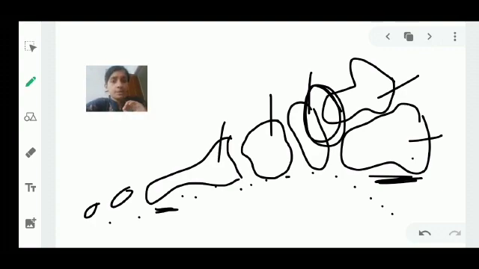A point to remember is the head of the talus is also known as the keystone of medial longitudinal arch. The head of the talus. So these are the parts of the medial longitudinal arch. I hope it's clear. Now let's move on to the structures that give support to the medial longitudinal arch.